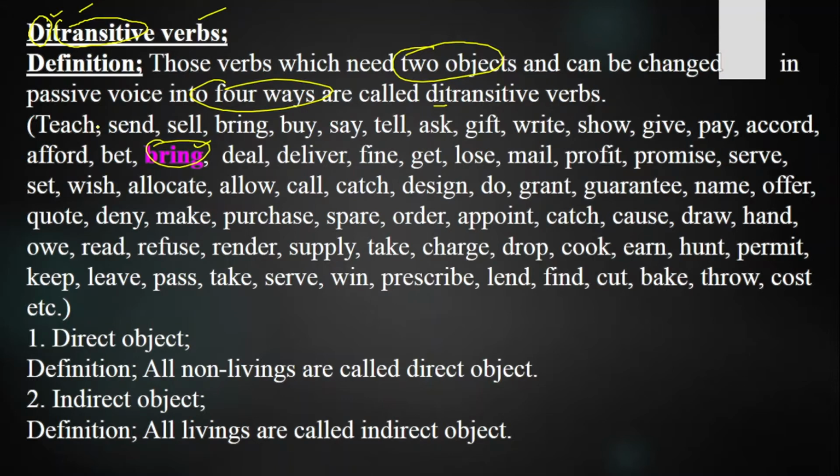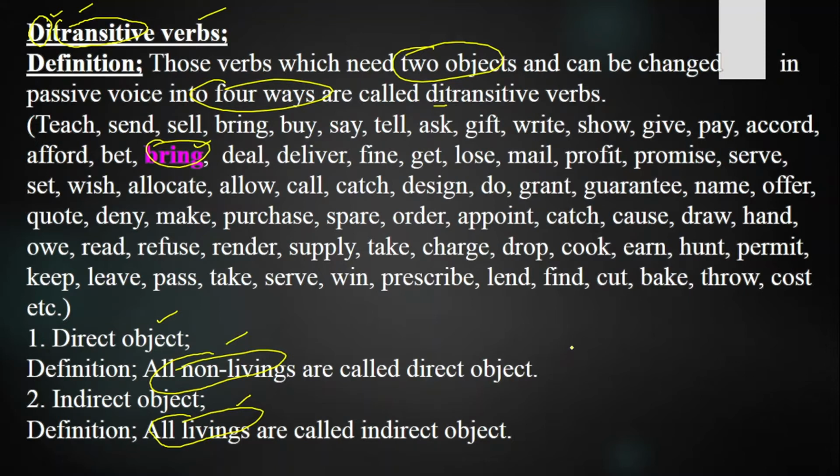We have already discussed the previous ones from teach to bet. Today we will be discussing the ditransitive verb bring. They need two objects. The first object will be called the direct object and the second object will be called the indirect object. What is a direct object? All non-livings are called direct objects and all livings are called indirect objects. And why do they need two objects? They need two objects to complete their meaning. If you drop one of the objects, the meaning won't be clear and understandable. Sometimes it will be wrong.